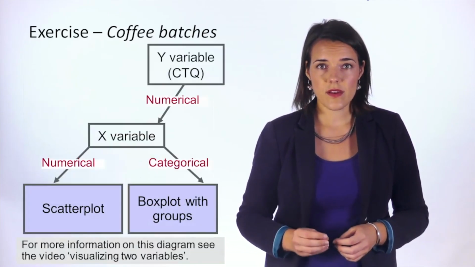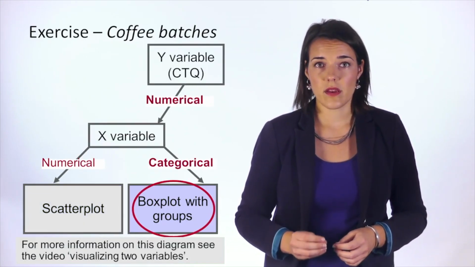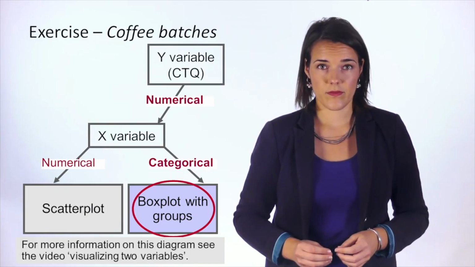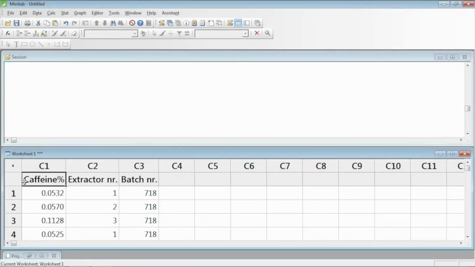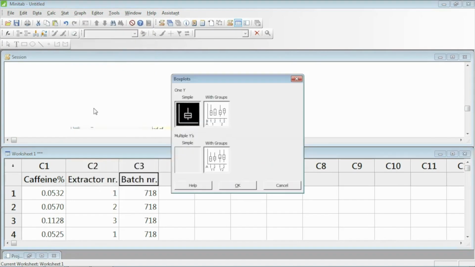If you look at the tree diagram, you see that we can make a box plot. Let's take a look in Minitab how to make such a plot. I have copy-pasted the variables caffeine percentage, extractor number and batch number into Minitab. To make a box plot, you go to Graph, and then we select Box Plot. Now, which box plot should we make? We should make the one with groups, because we have caffeine percentage and want to show it for each batch.